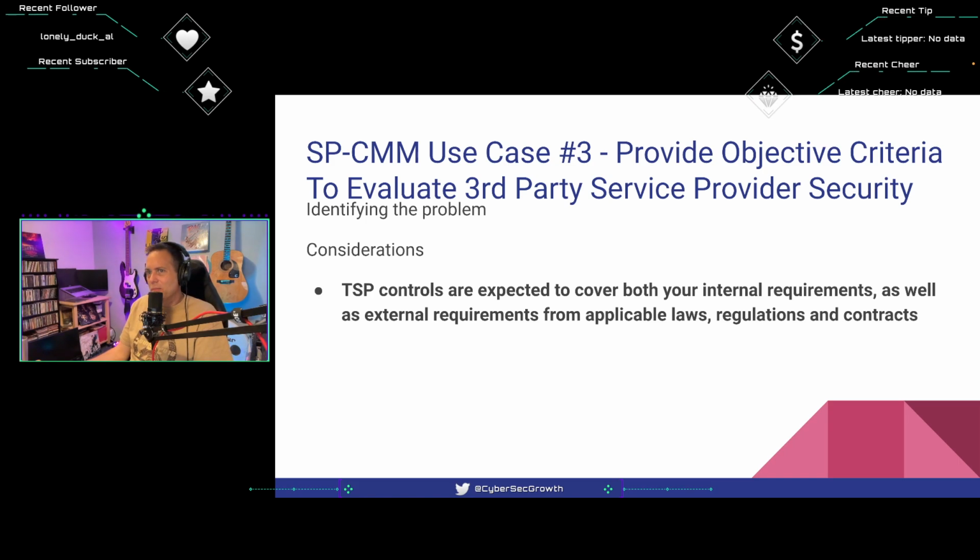Even though my notes here look pretty sparse on the screen, I do have some notes here that I'll talk about. So first off, let's identify the problem and let's talk about considerations. So identifying the problem. In managing a cybersecurity and privacy program, it's important to address controls in a holistic manner, which includes governing the supply chain.